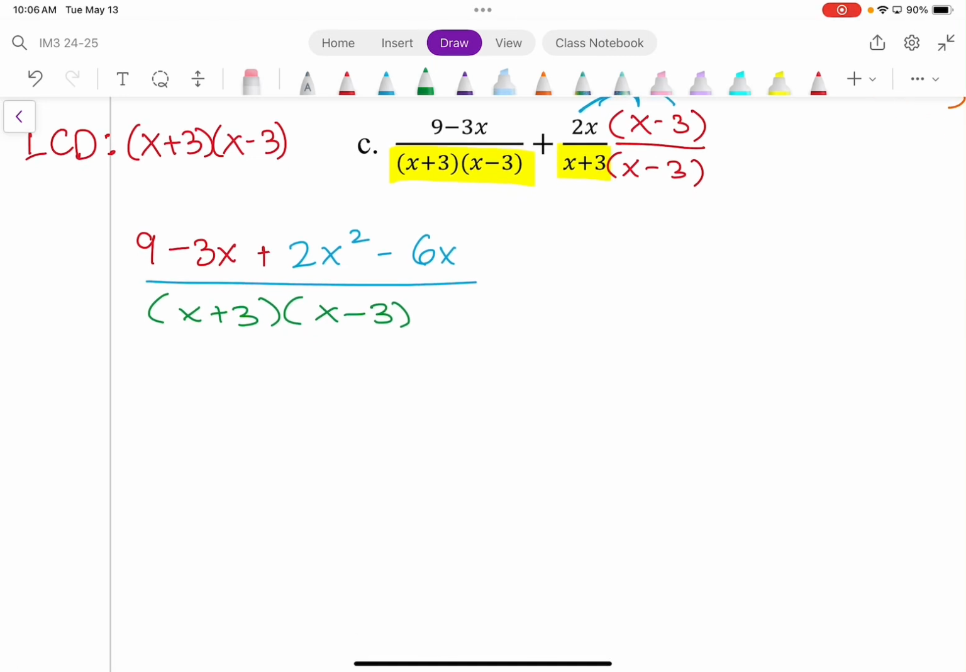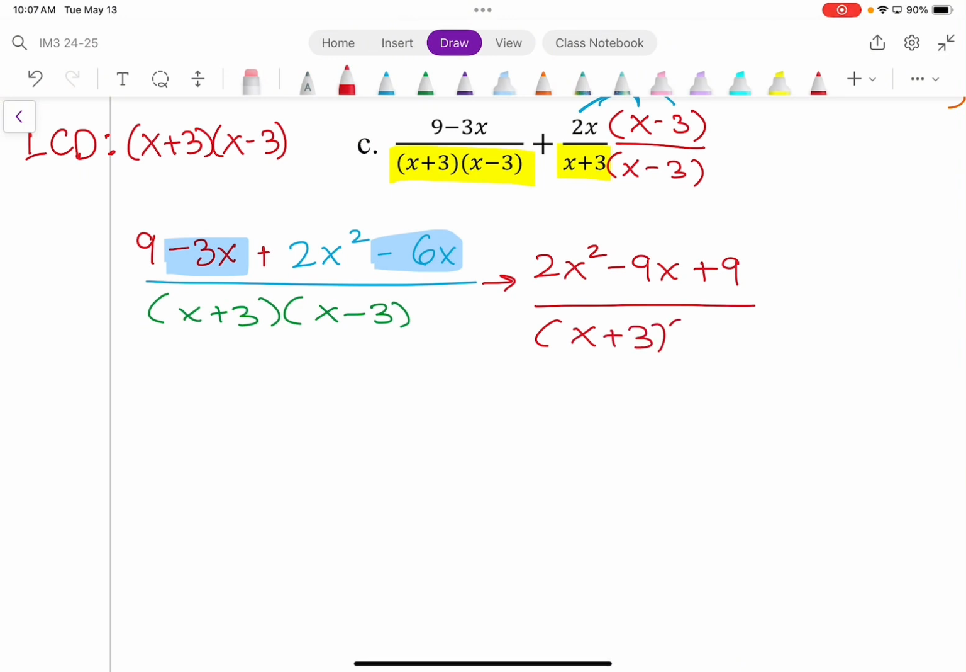So at this point, we will need to combine like terms. So that'll be negative 3x and negative 6x that we're adding together. We'll go ahead and put that, and we'll get 2x squared minus 9x plus 9 over x plus 3, x minus 3.